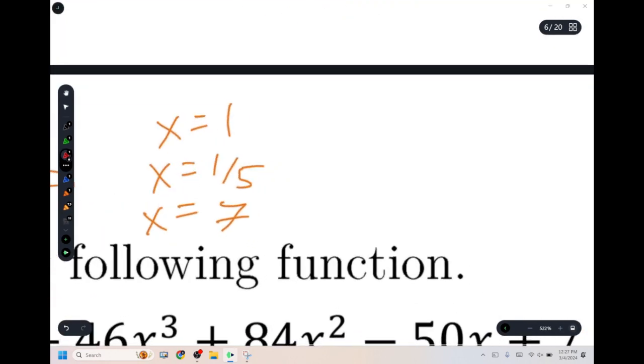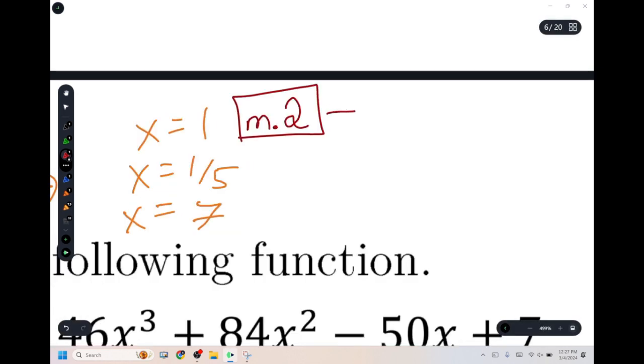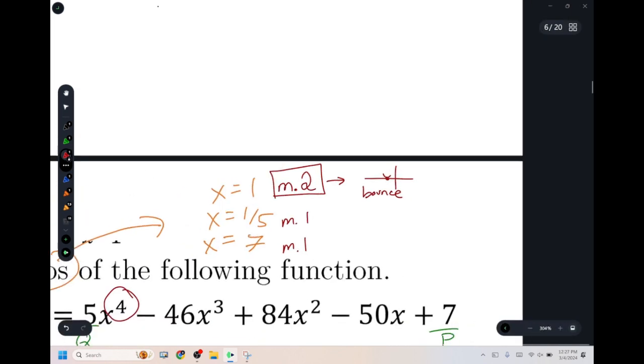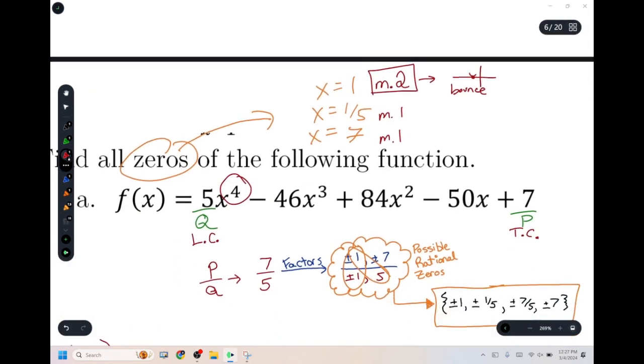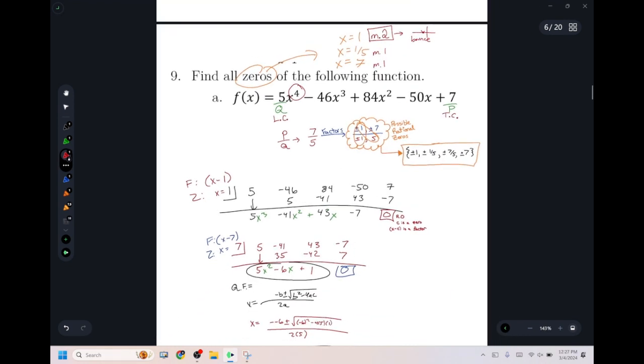Oh, zoop. There's not. There's only 3 zeros. But one of them does double duty, because it's got a multiplicity of 2, because it occurred twice. Which means what happens at x equals 1? What happens right there? Bounce. And this is multiplicity of 1, because they only occur once. Pretty cool. Fully factored form, it doesn't ask us to do it, but you could.